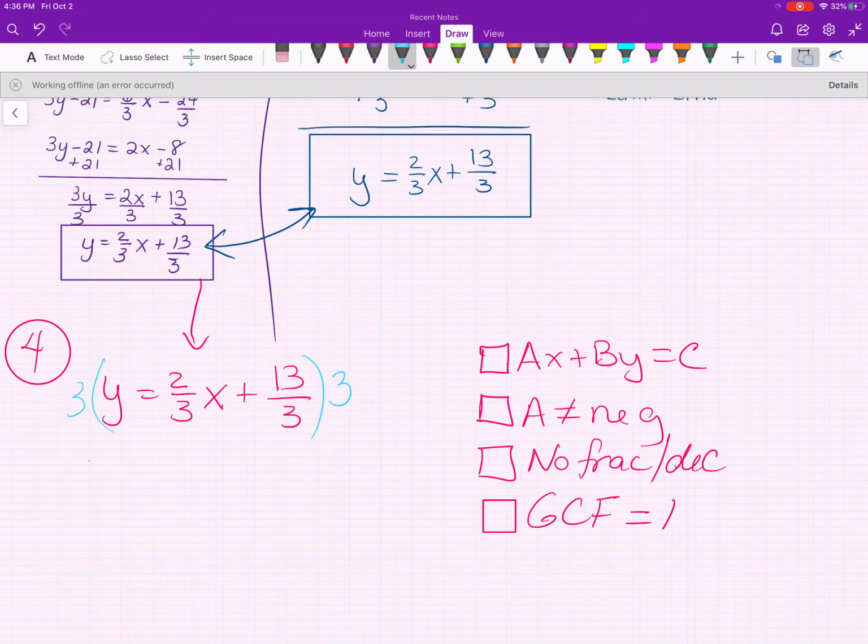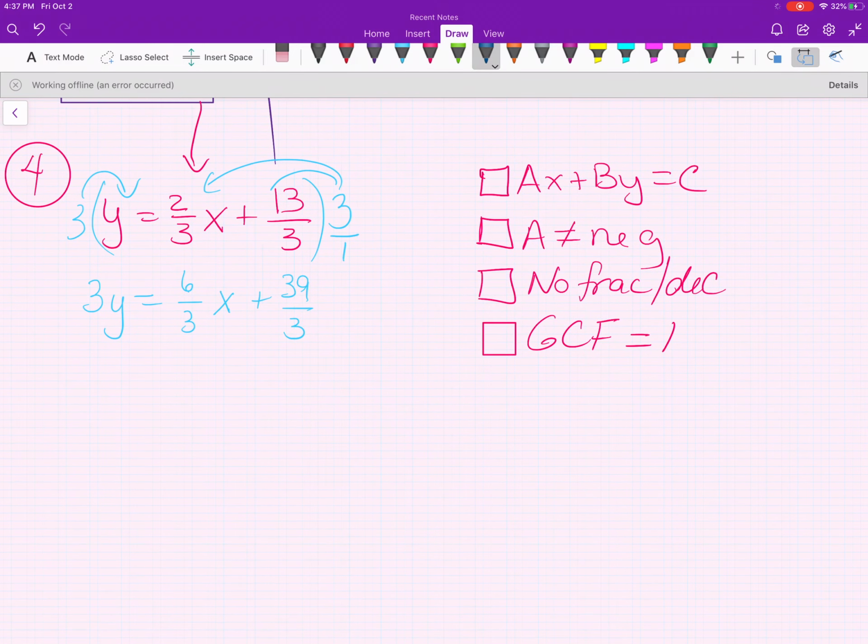Common denominator. So I have 3y, and for those of you who are still unsure of this, put your 1 under this, and we're just distributing it, okay, to everything. So that would be 6/3 x, and this would be 39/3. Well, if you simplify those fractions, you actually get 3y equals 6 divided by 3 is 2. That's where I get 2x. And 39 divided by 3 is 13. Okay, fractions are taken care of.